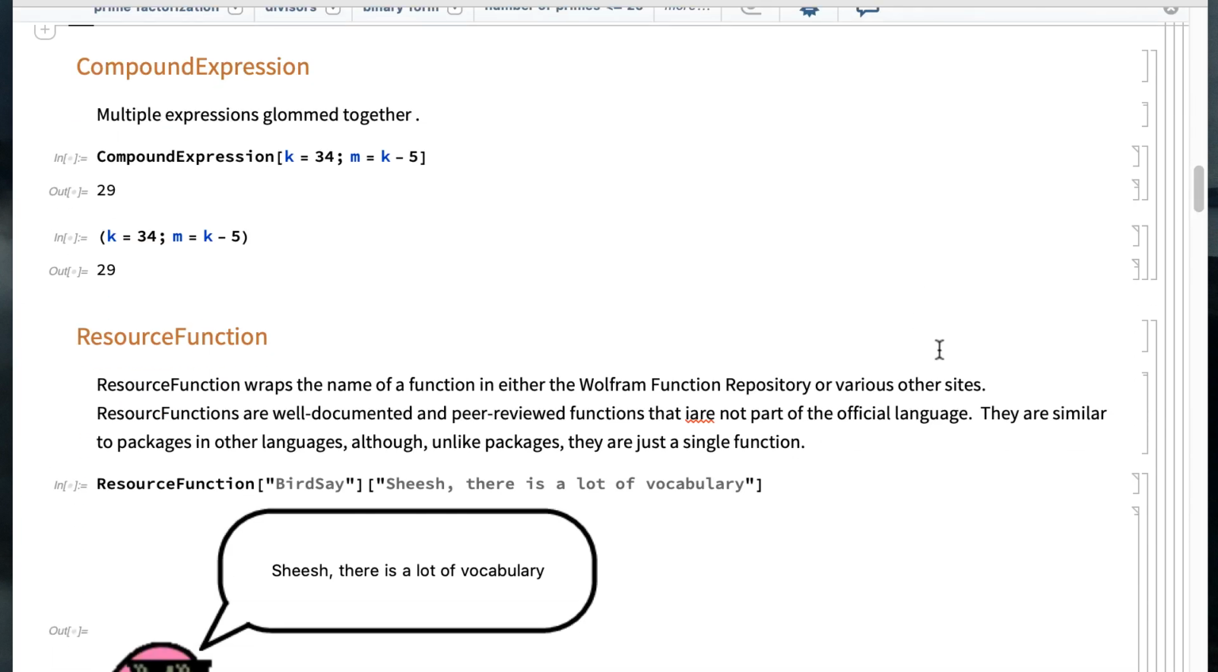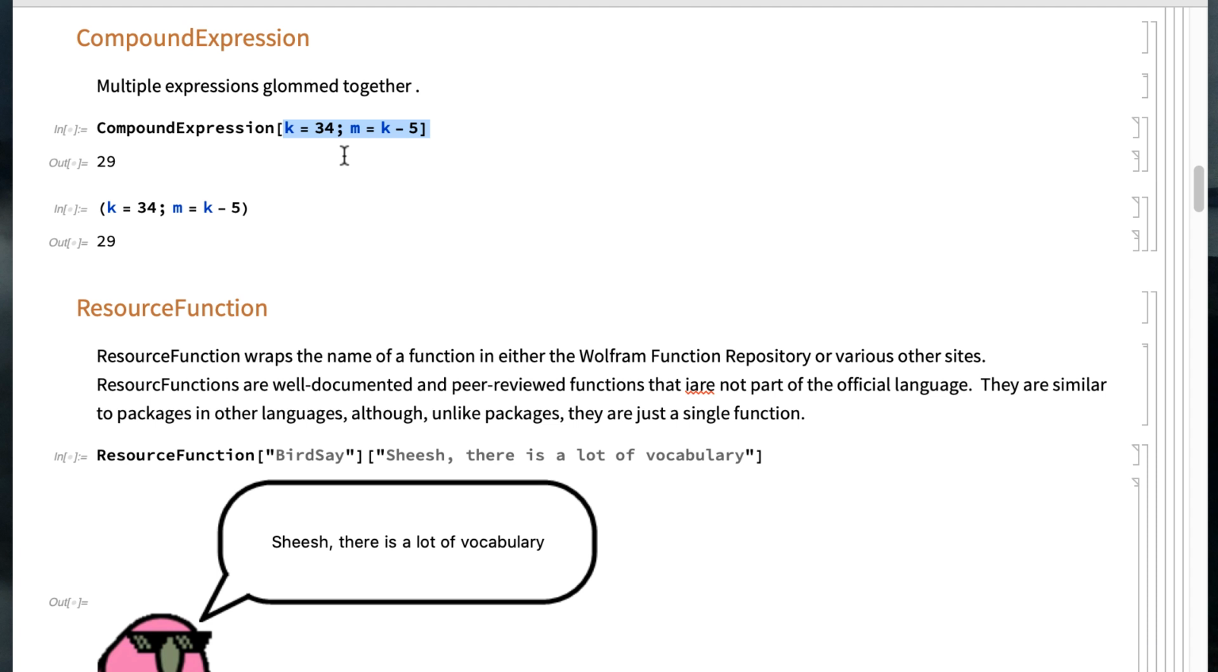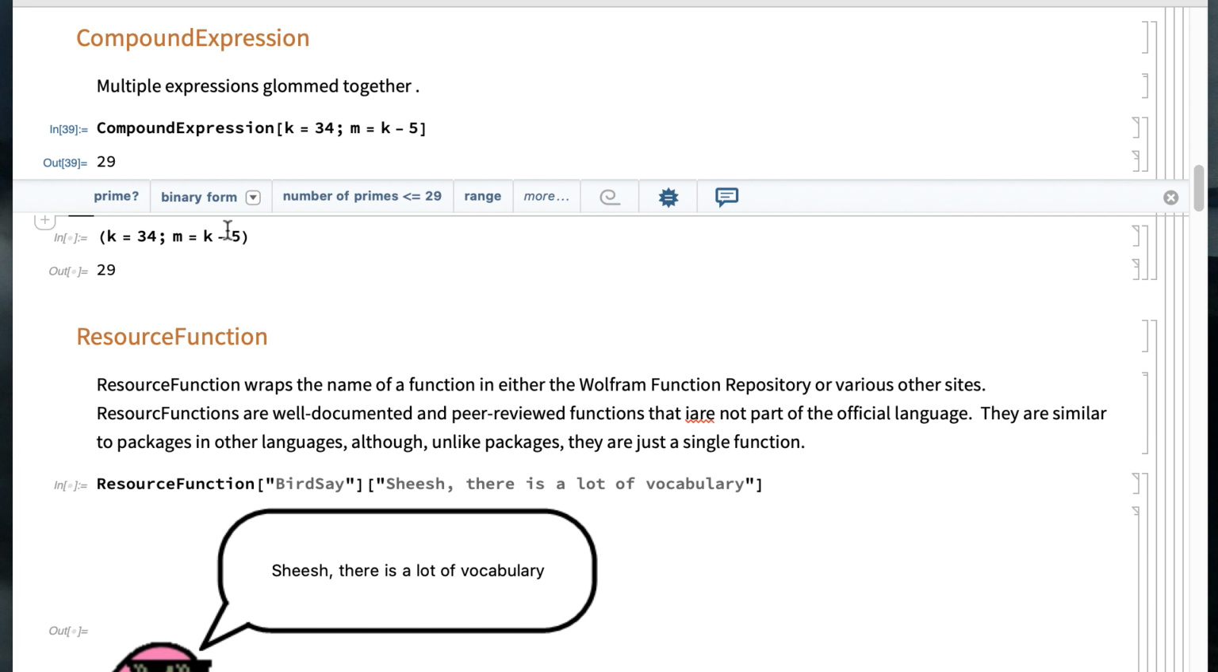Onwards to compound expressions. Compound expressions are simple. They're just a way of putting multiple expressions together. First, let k be 34, and then let m be whatever k is, 34 minus 5. So if I evaluate that, I get 29.